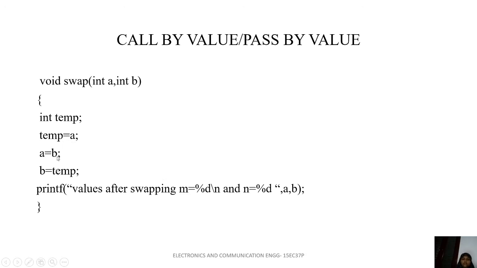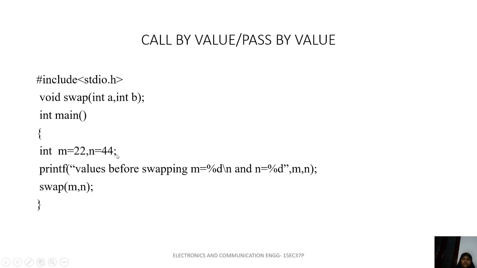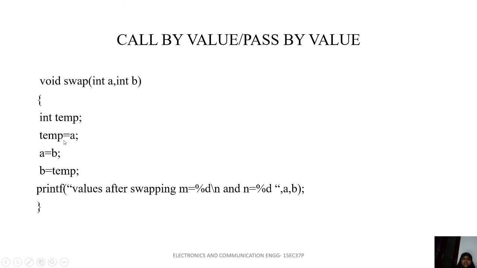The value 44, which is in b, is stored in the variable a. So first, the value of a is temporarily stored in a temporary variable, and the new value assigned to b is 44. So b is getting the initial value of a, that is 22. With these statements, the values are swapped. Now the new value of a is 44 and the new value of b is 22.